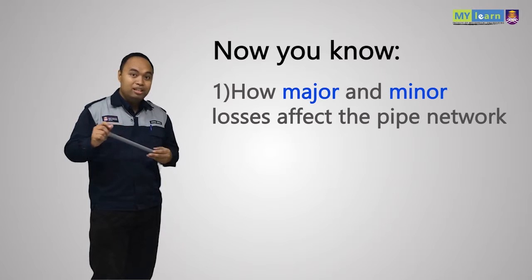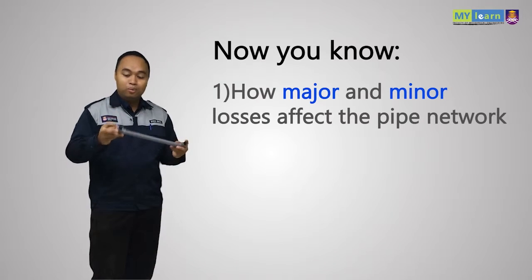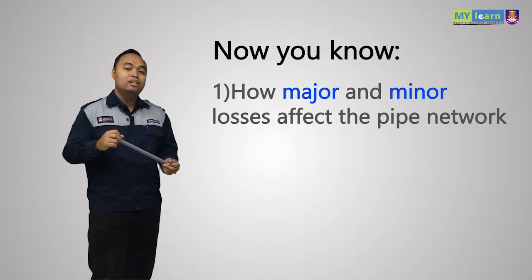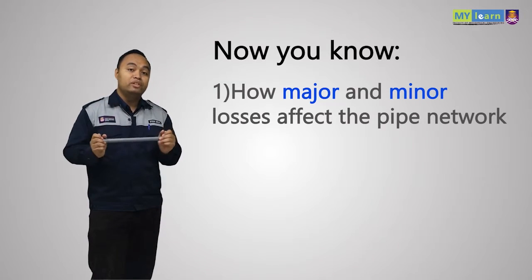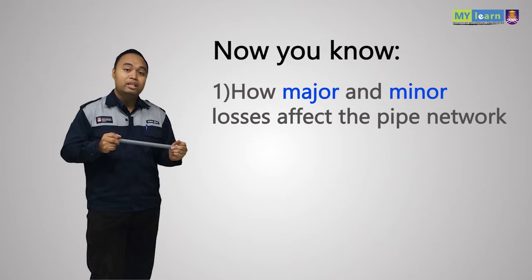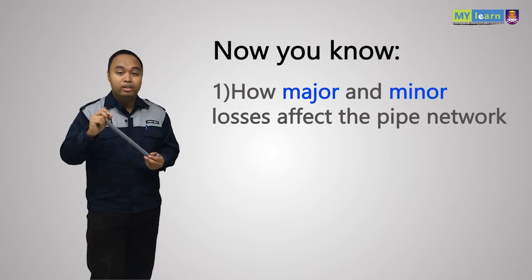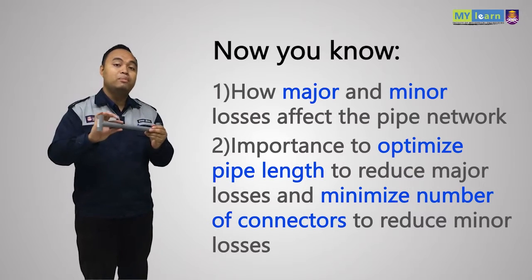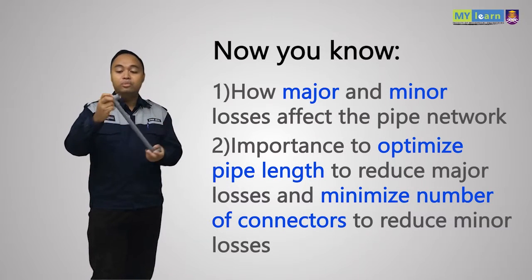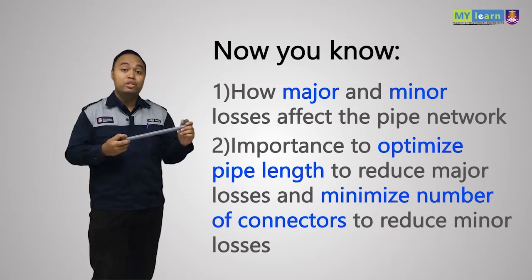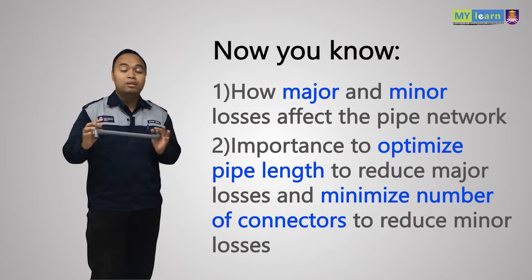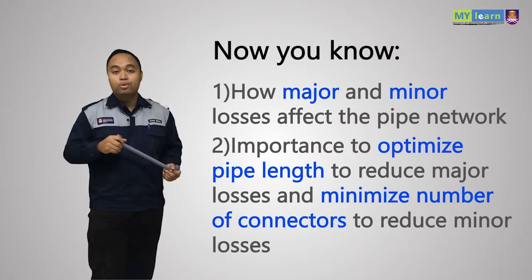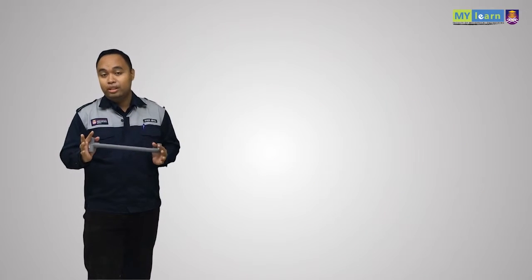Okay, so through the calculations, now you know how the connectors over here and the length of the pipe are affecting the pipe network and the pressure difference between the pipe network. This is the reason why, if you are an engineer designing a piping system, you have to optimize the length of the pipe and minimize the use of connectors to make sure that we do not lose any pressure in between due to these losses. So we are done for this chapter or subchapter.